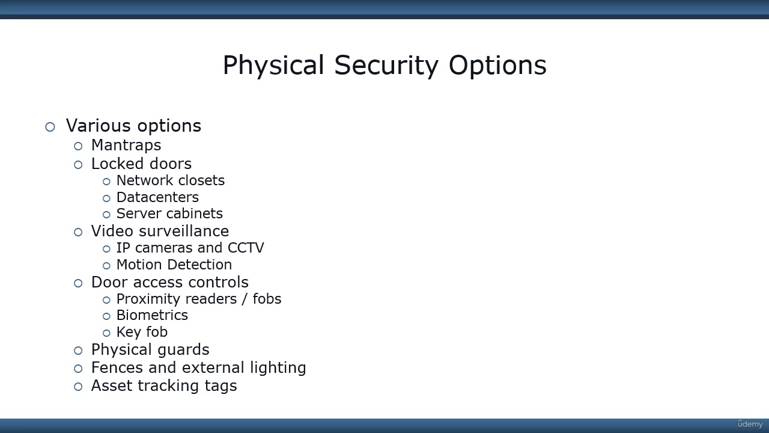Locked doors, of course, is pretty standard. Network closets, data centers, server cabinets, wiring closets, a wiring closet being a network closet. All of those should be behind locked doors. We should be controlling the level of access to those physical locations in conjunction with potentially video surveillance. Video surveillance can be in the form of IP cameras and closed circuit television, might involve motion detection as well, but gives us a record of physical access to different spots.